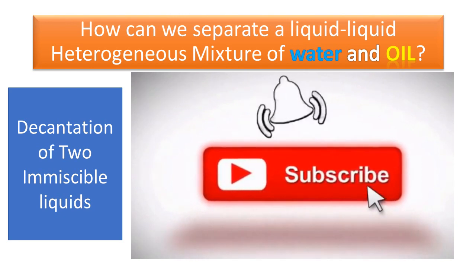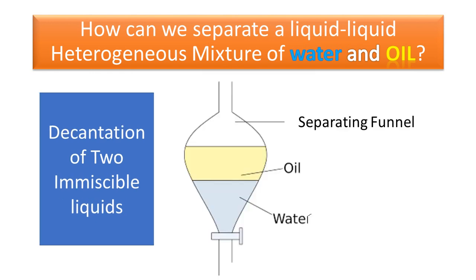Okay, so to separate a heterogeneous mixture of oil and water, we use a separating funnel, and we call the technique decantation of two immiscible liquids. Now it's your turn to draw. As I told you, you are asked to label and to draw the separation techniques. And this is what I'm going to assign in the activity sheet that will follow this video.